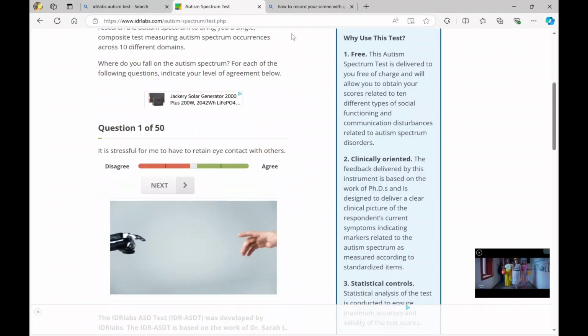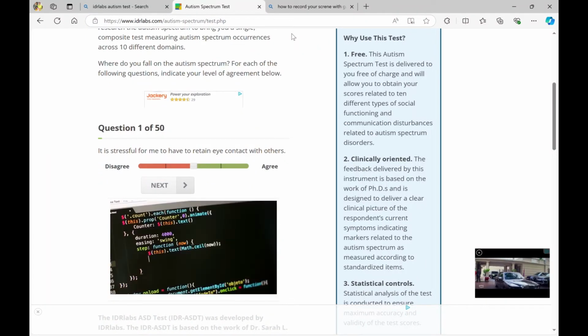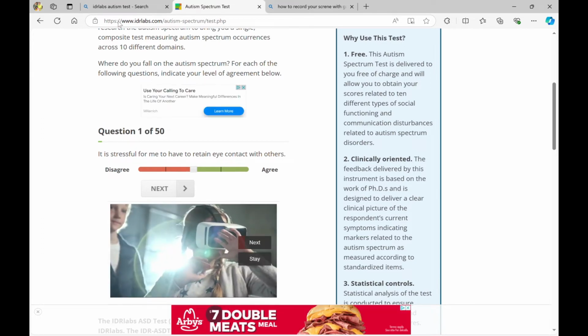Now, I also found there's a test you can take online for free, and it's on idrlabs.com. So I'm going to take this test with the 50 questions. I'm going to get back to you and let you know what my strengths and weaknesses are, because I can't wait to find out. So you click on there and you see that there are 50 questions to this test to take, and that's not bad.